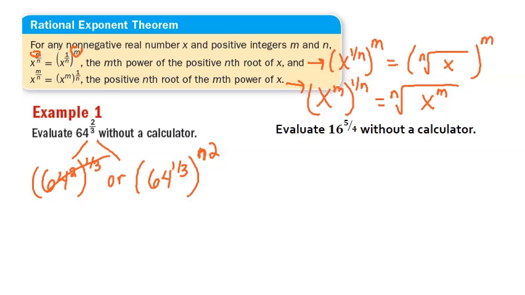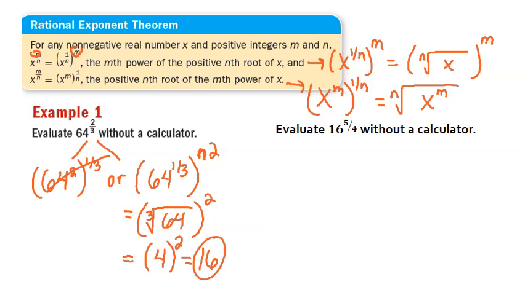But I do know that the 1/3 power is really the cube root of 64, and then I want to square the whole thing. Now, I know from the chart we made in class that 4 times 4 times 4 is 64, which means the third root of 64 is 4. So that's really going to be 4 squared, so my answer is going to be 16.